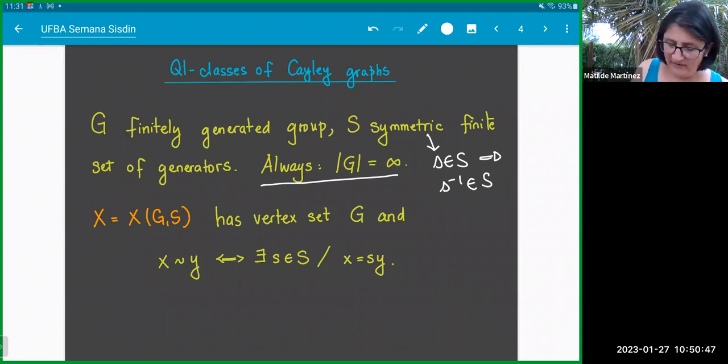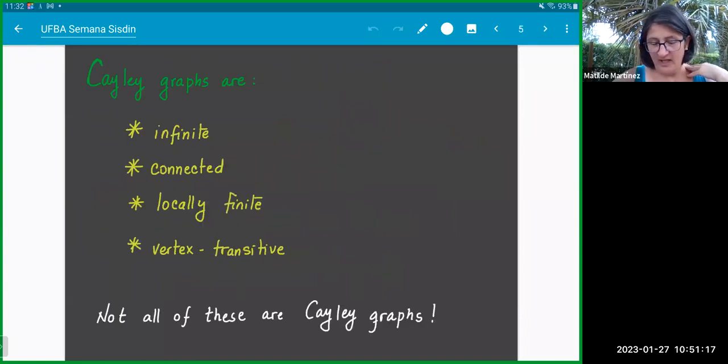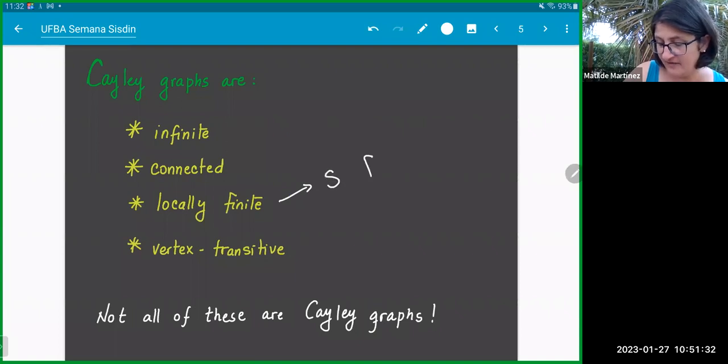So if you have this group and the set of generators, you can associate a graph defined in the following way. The vertex set is G, and you put an edge in the graph whenever you can go from one element of G to another by multiplying by an element of the generating set S. This gives you a graph. When the group is infinite, the Cayley graph is infinite, always connected, and always locally finite because the set S is finite. In fact, the degree of every vertex is the number of elements of the set S.